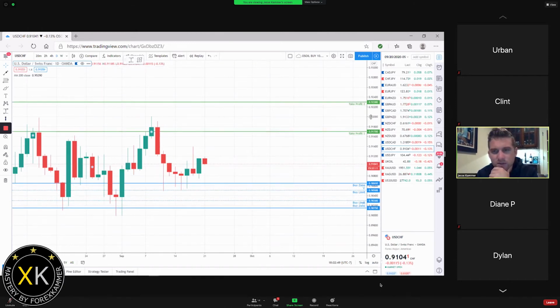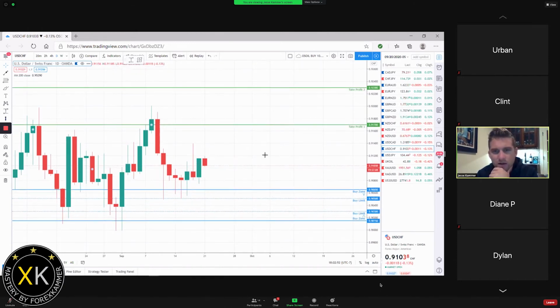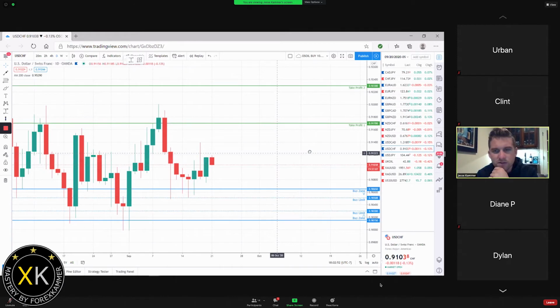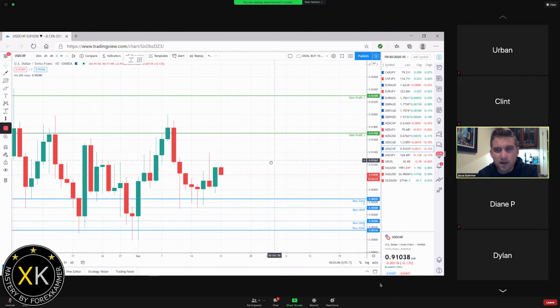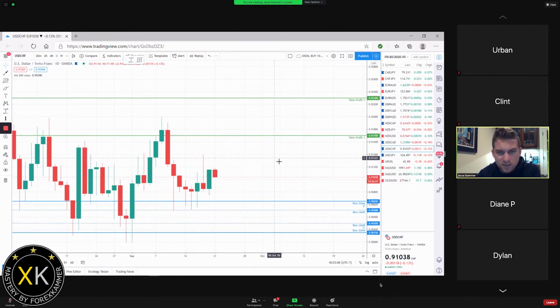So I do have a buy zone back in on USD Swiss. Have some buy limits in here. I don't have the buy limits actually placed on my account yet. If I'm going to be picking up this trade again, I'll let you guys know. But as of right now, I am out of USD Swiss, going to be waiting for it to enter my buy zone again.